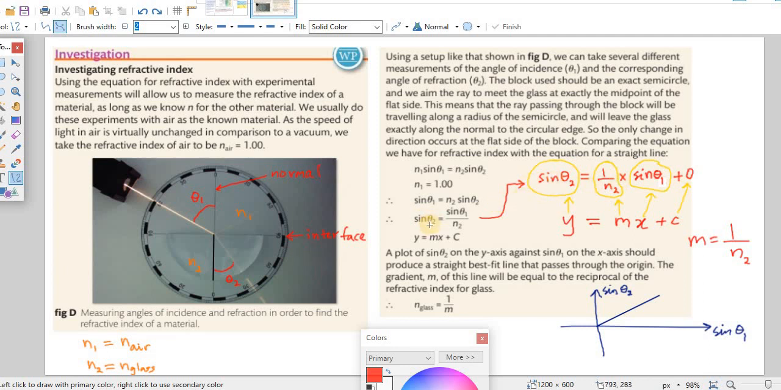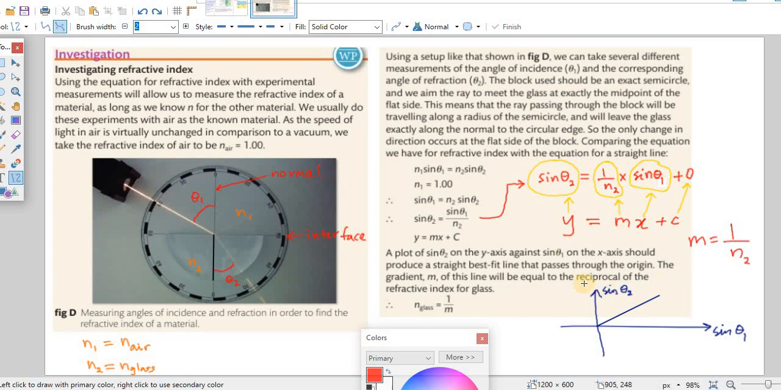Okay, so this equation I can write like this: sine theta 1 over n2. I can also write it as 1 over n2 times sine theta 1, then plus 0. Because there is nothing here, that means it's 0. So I will write the 0 here so that you can see how y equals mx plus c goes into this. So this is your y, 1 over n2 is your m, sine theta 1 is the x, and plus 0.